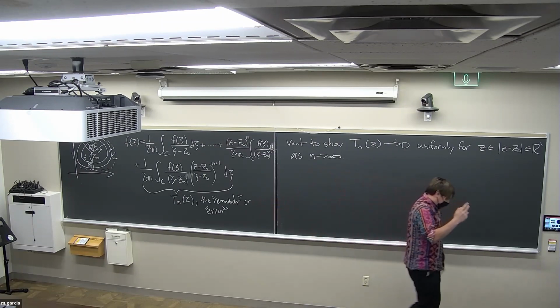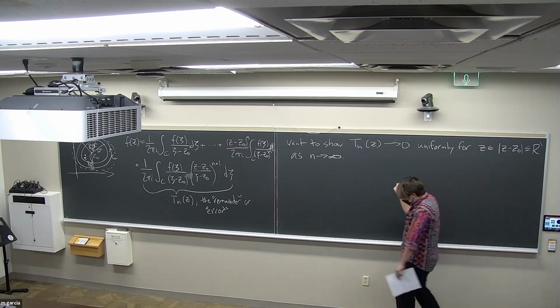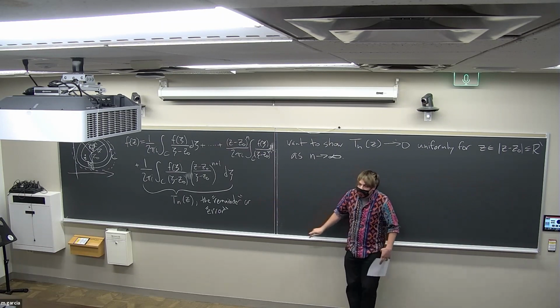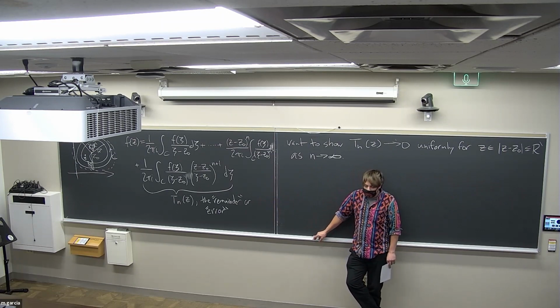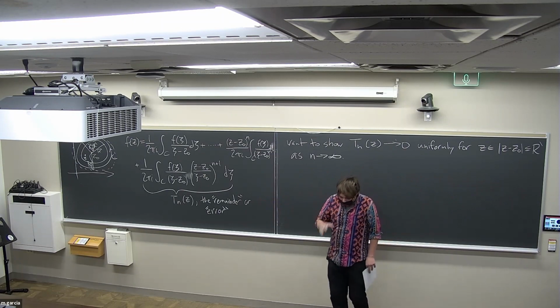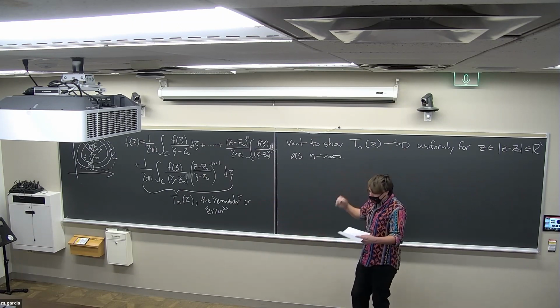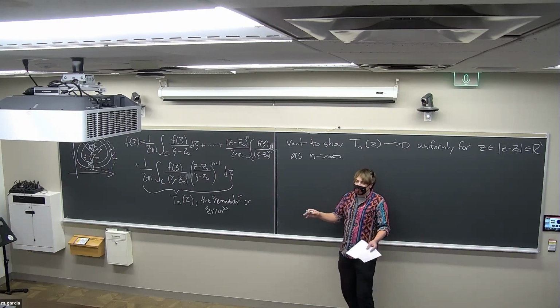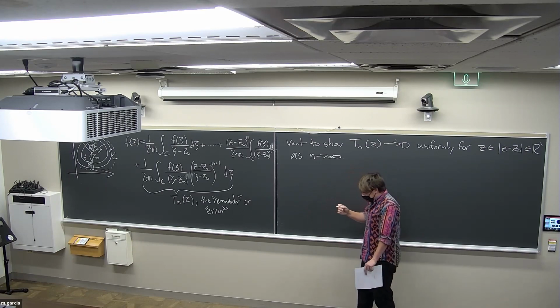Here, when we make the definition of pointwise convergence, capital N is allowed to depend on z, the input of our function. For uniform convergence, when we say something converges uniformly in some region, we're able to find a capital N that does not depend on z.